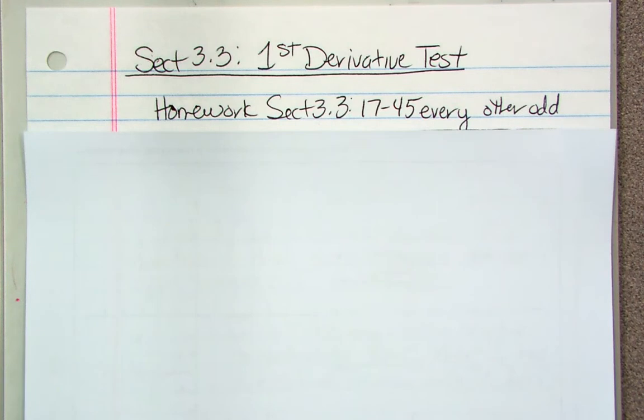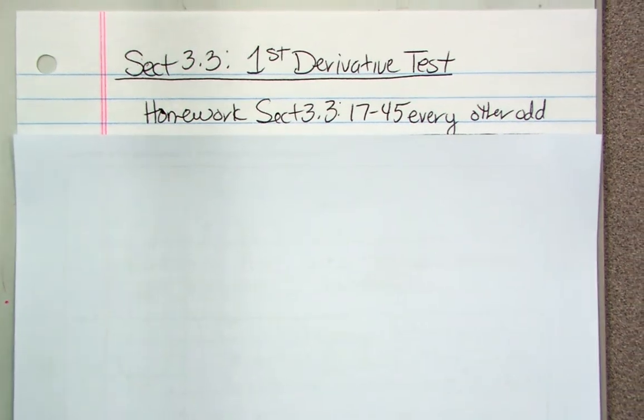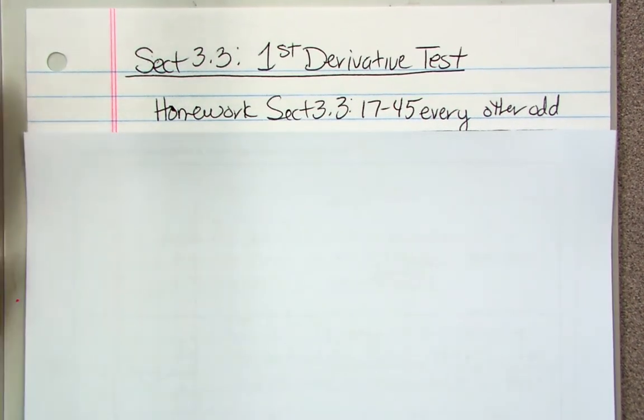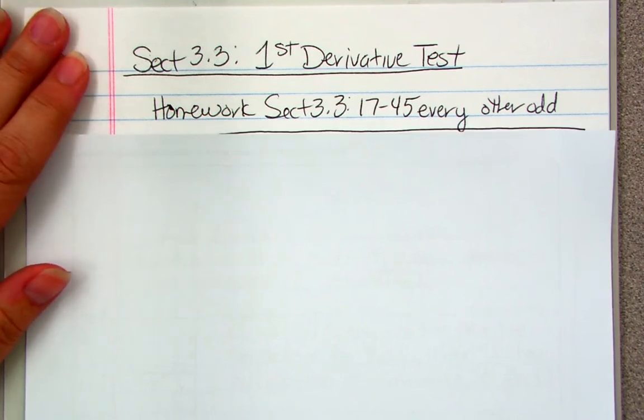Tonight's video is on section 3.3, the first derivative test. The homework out of 3.3 is 17 through 45, every other odd.